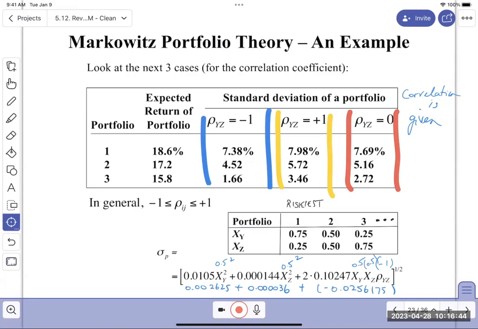How are you guys doing? Are you making calculations or are you waiting for me? I want you to practice because that was the point, right? We wanted to practice using this variance formula.